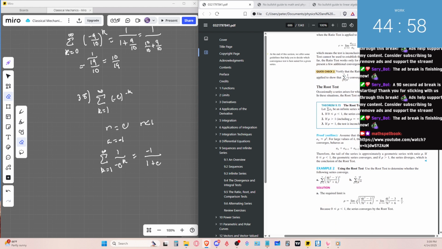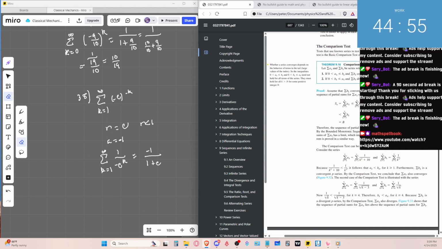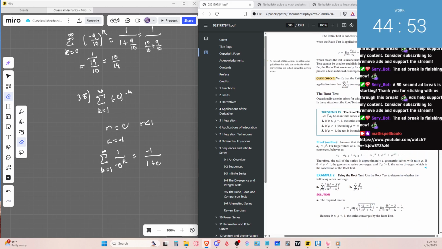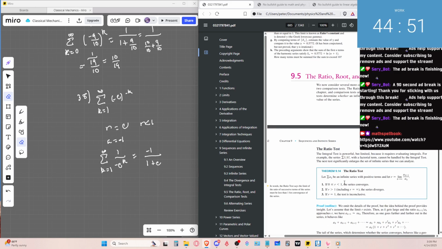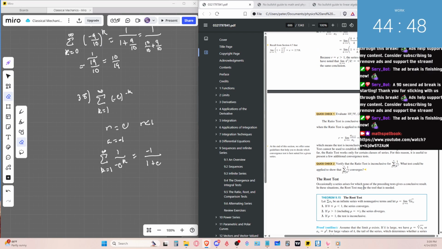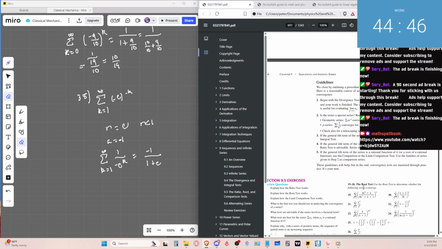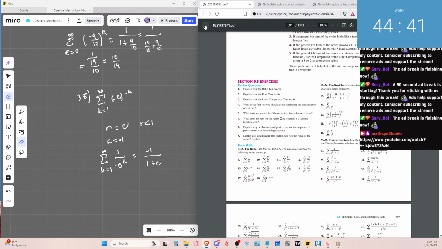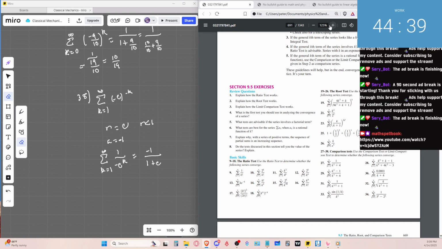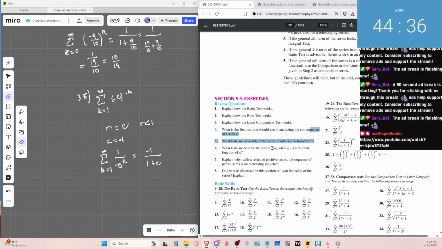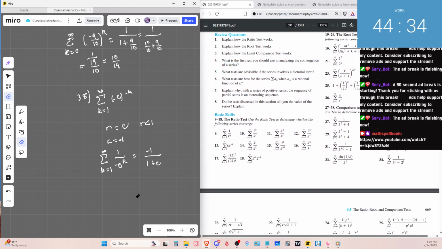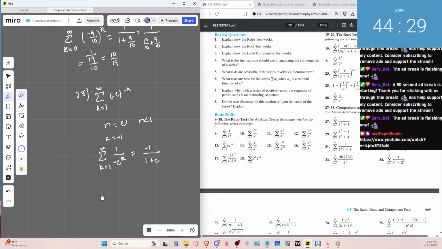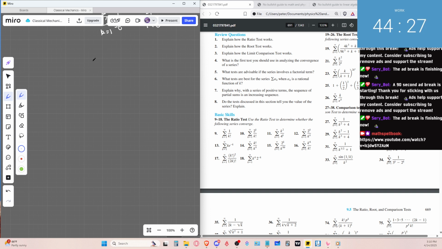So here's the root test. I think I did the root test a little bit last night. The ratio test. I actually love the ratio and the root test. Here we go. Here's some of the ratio test. Okay, so number 9, ratio test.